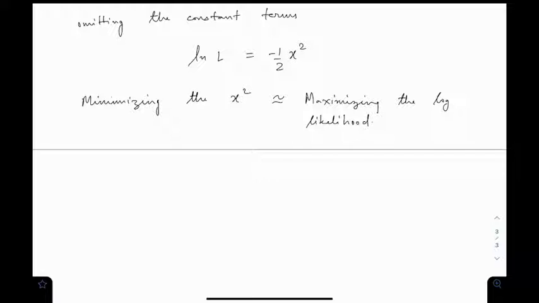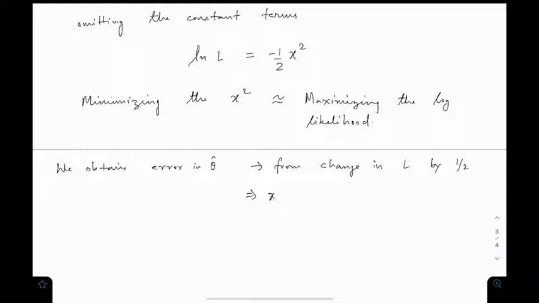Since you obtain the error in the estimates theta hat from the change in the likelihood function by half, this means that chi-square increases in the range by 1 unit.